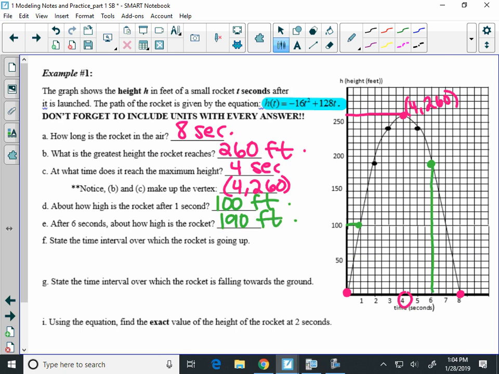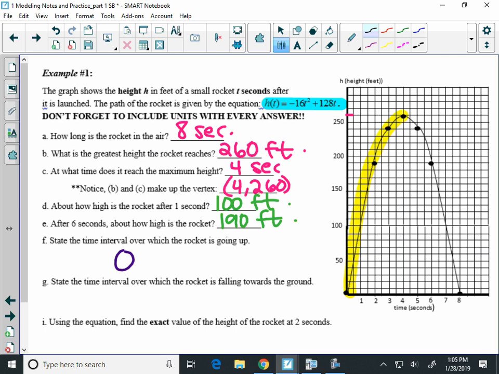Now, intervals are coming back. We haven't had intervals since like the second unit. On what time interval is your rocket going up in the air? So when we look at this, we're looking at this part of the graph. Where is the rocket shooting up? So what time do you start going up in the air? 0, okay. And when you stop going up in the air? 4 seconds.